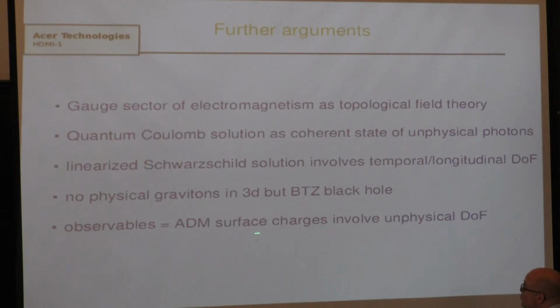And the last analogy I want to make is that the right observable to discuss black hole entropy is the ADM surface charge, and the ADM surface charge is very similar to the electric charge. From the point of view of transverse traceless degrees of freedom, it doesn't involve transverse traceless degrees of freedom at all, in fact, in the linearized theory.